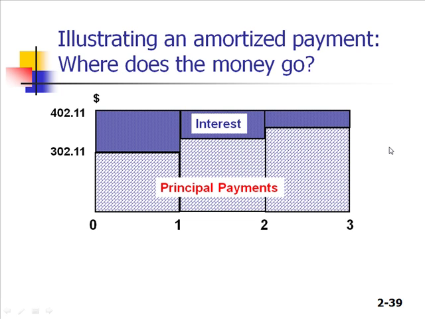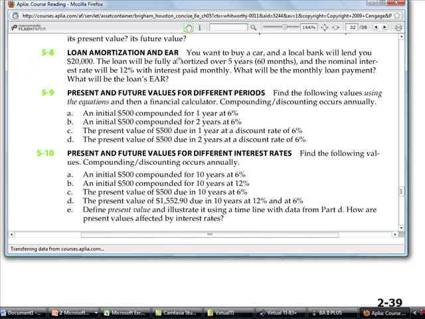Okay, now I want to work an example problem that's just a little bit different, because most amortized loans are not repaid annually, correct? Most of them are repaid by the month. So let's do an example of an amortized loan with a monthly repayment. This one comes from your homework, and it's this problem.